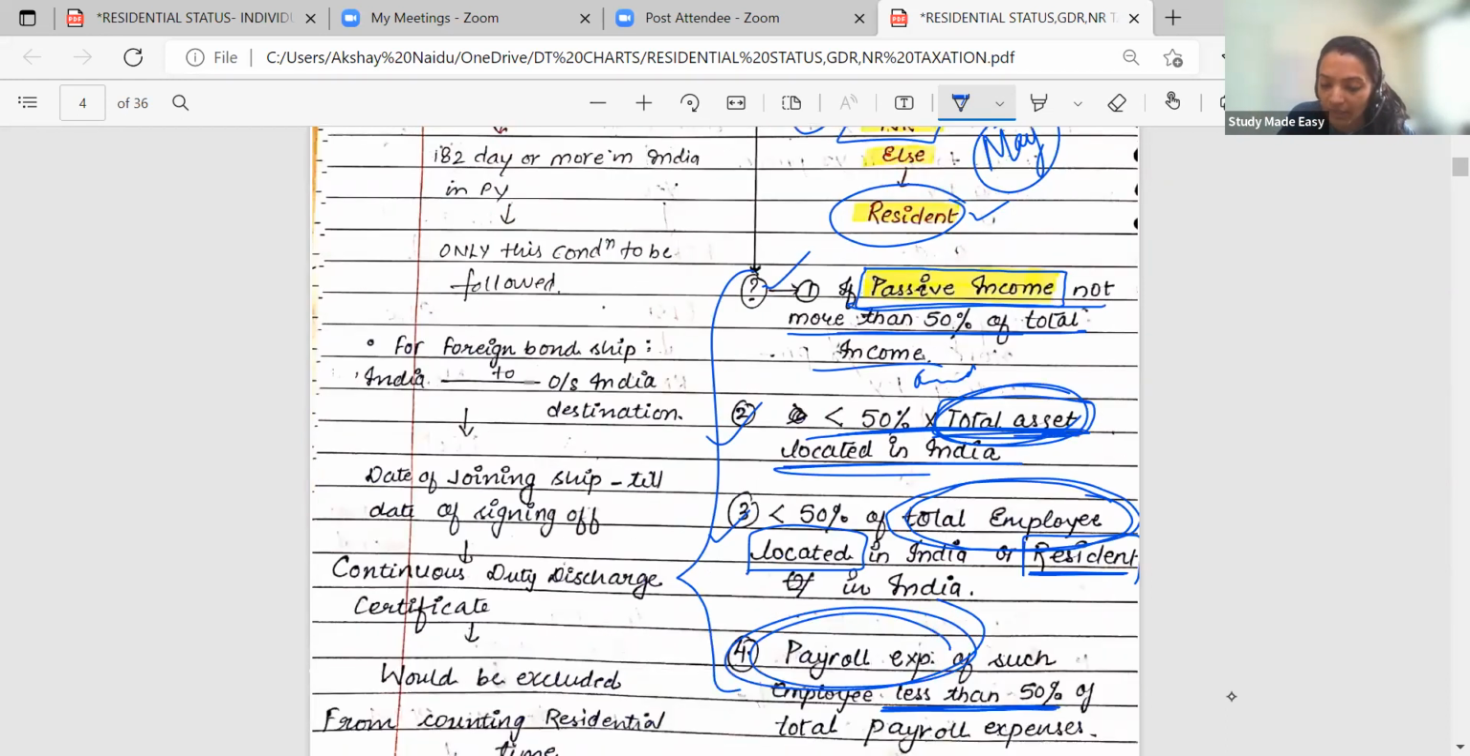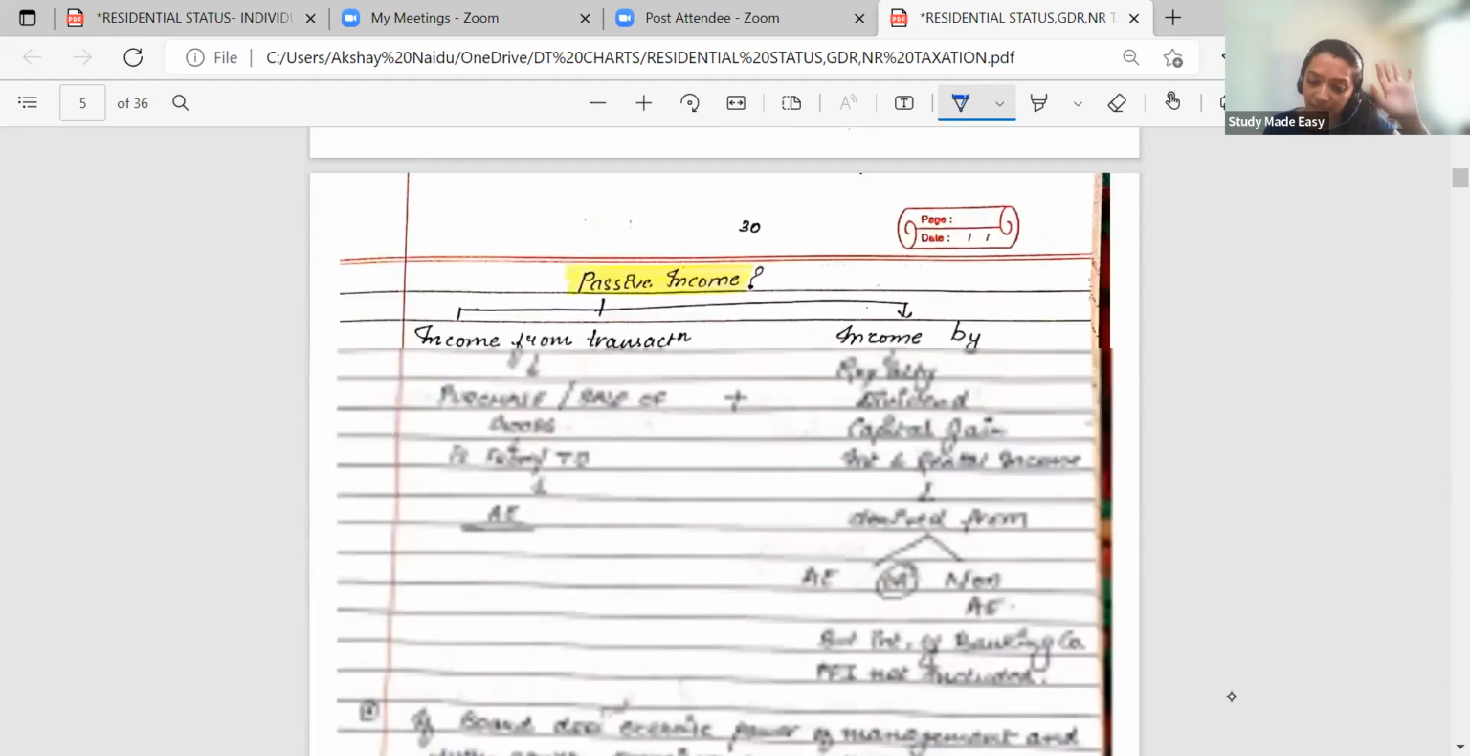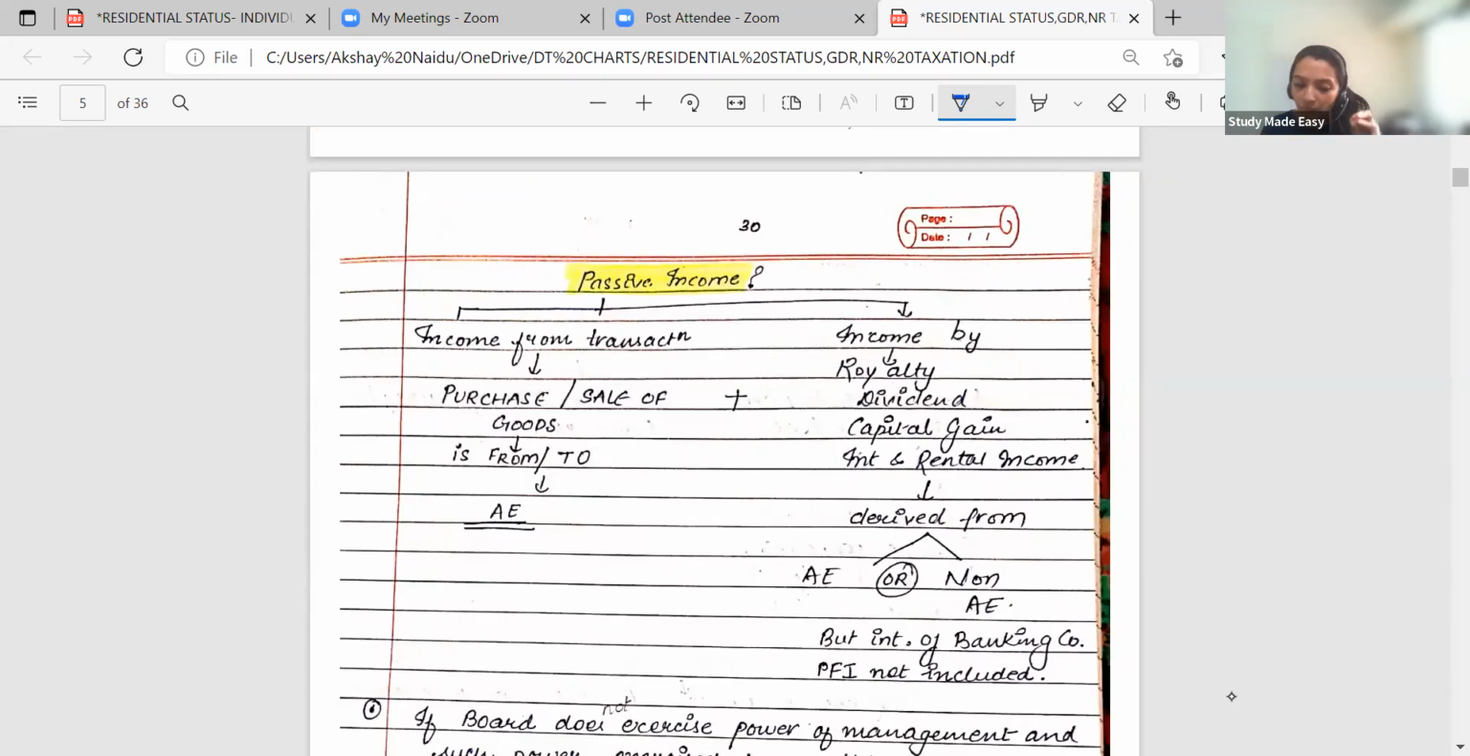If, out of the total assets, less than 50% are situated in India; out of total employees, less than 50% are resident or located in India; and out of your total payroll expense, less than 50% of the payroll expense is on employees in India. If all these conditions are satisfied, then only will we consider it to be active business outside India.